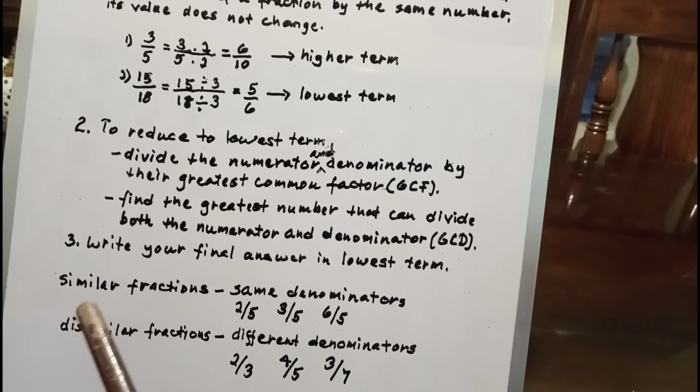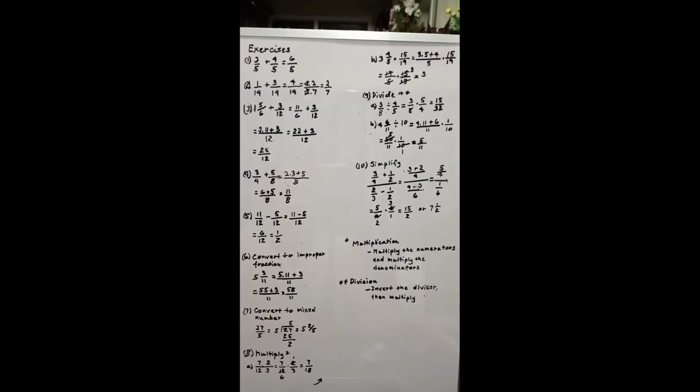So we have also similar fractions. These are fractions which have the same denominators like 2 over 5, 3 over 5, and 6 over 5. Or we have the dissimilar fractions where the denominators are different, like 2 over 3, 4 over 5, and 3 over 7. Let us now go to our exercises.